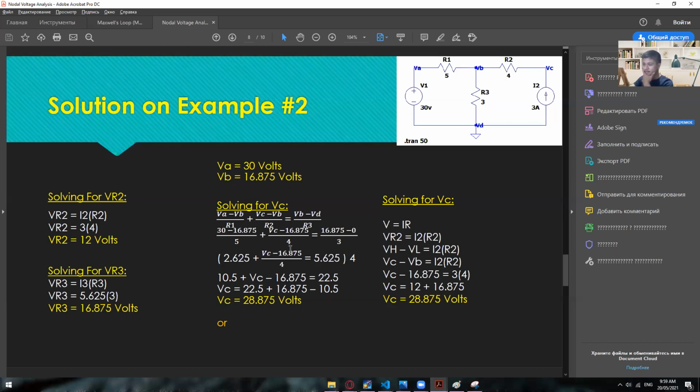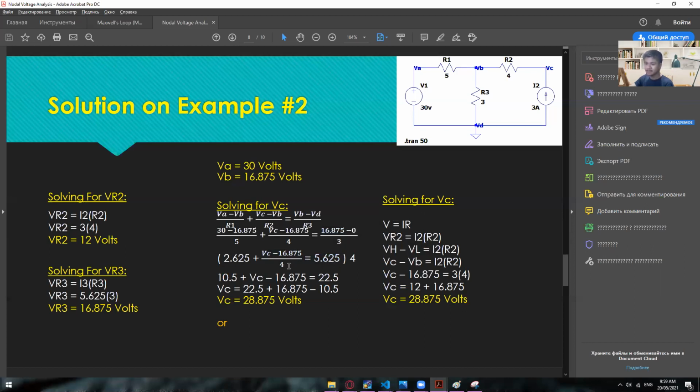Oops, wait a second, what did I do next? Okay, so not yet. I have simplified this one first. So 30 minus 16.875 divided by 5 will give us 2.625. Okay. And then VC minus 16.875 divided by 4 will stay as it is, since we cannot do anything about this one. And then in here, 16.875 divided by 3 will give us 5.625.